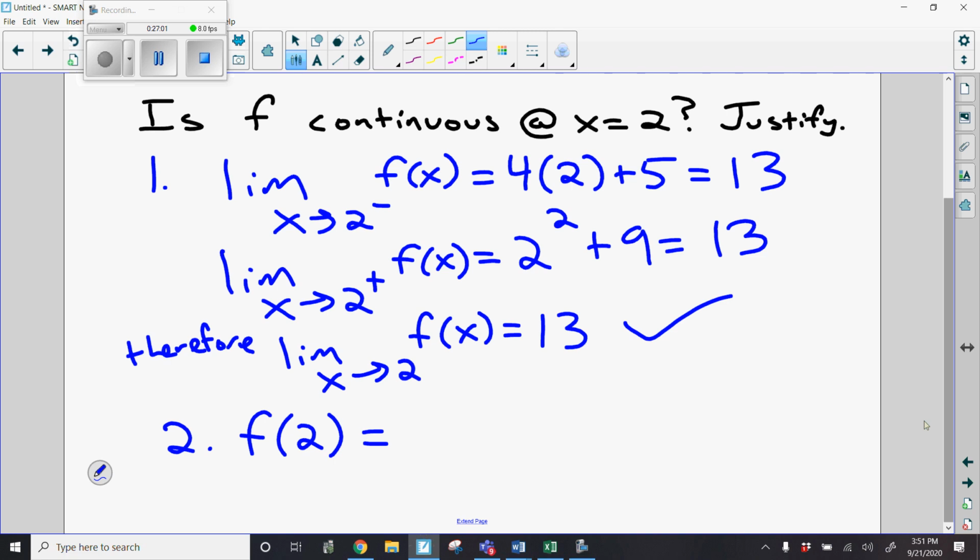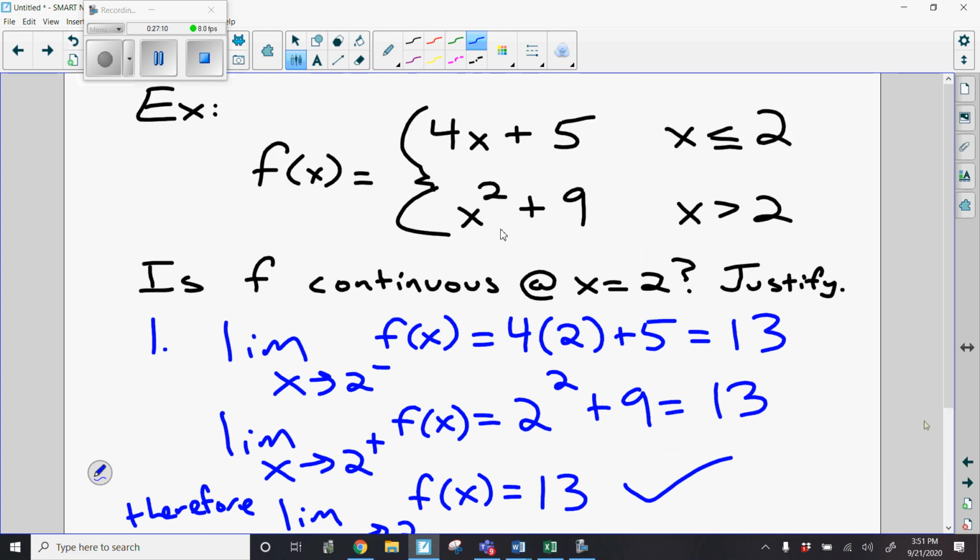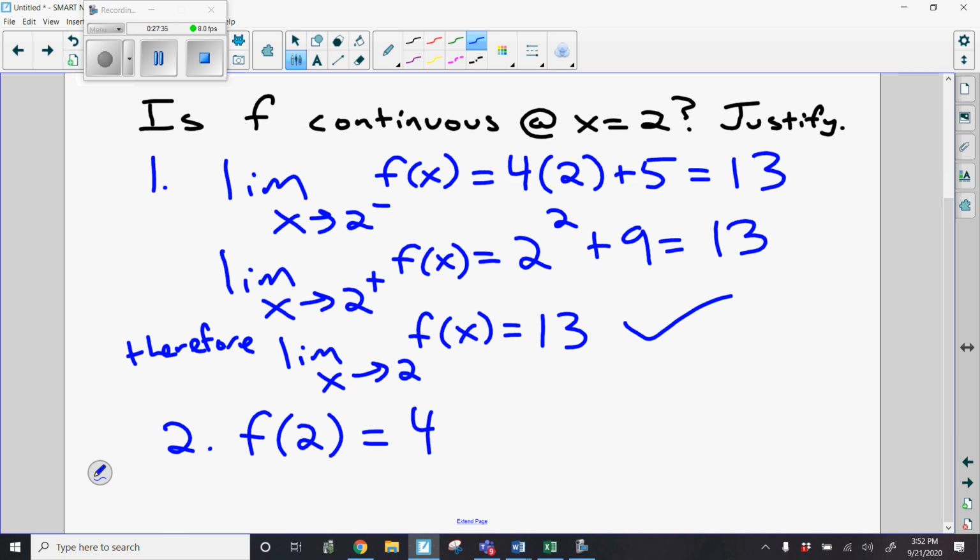Well, my question for you then is, if I want to do f of 2, which function do I use, the top or the bottom? Well, the answer is the top because of this little equal bar down here. If I would have put that equal bar down here, then I would have to plug it into the bottom. I already plugged that in, but just show it again. 4 times 2 plus 5, and we're getting 13. So step 2 proved that my function was defined.